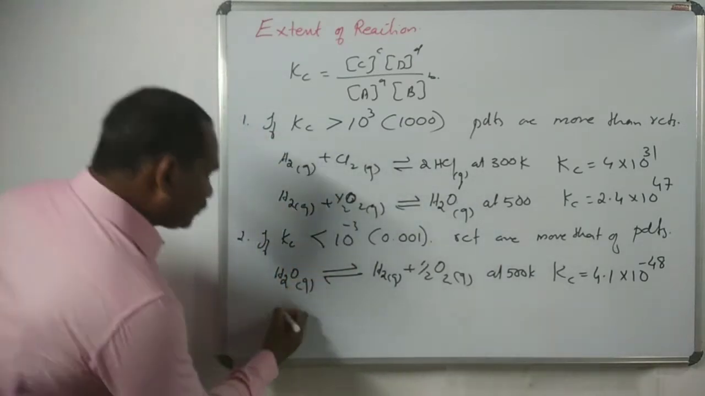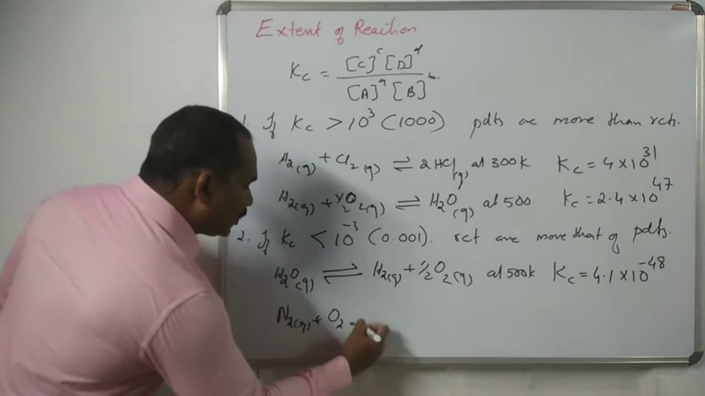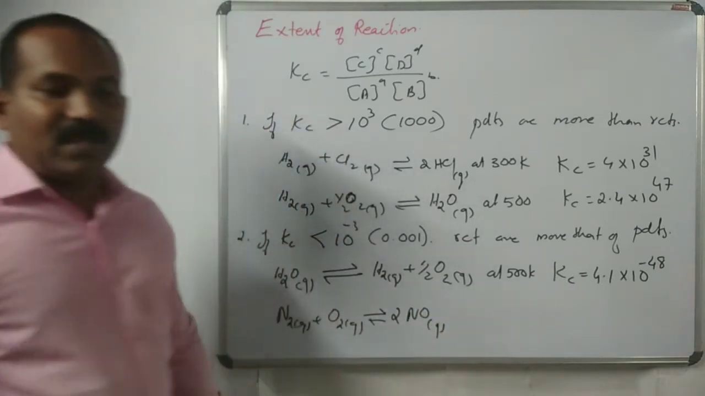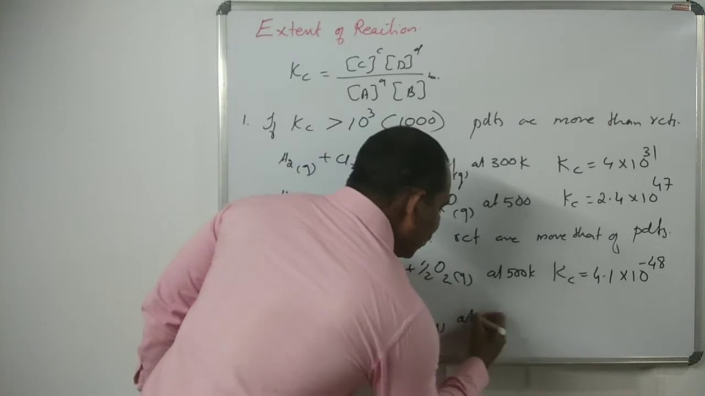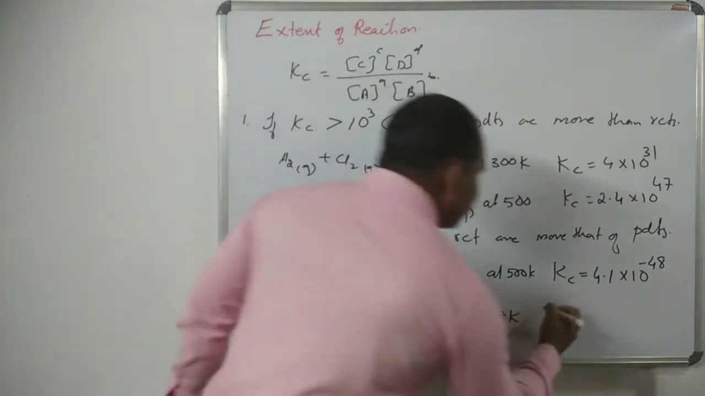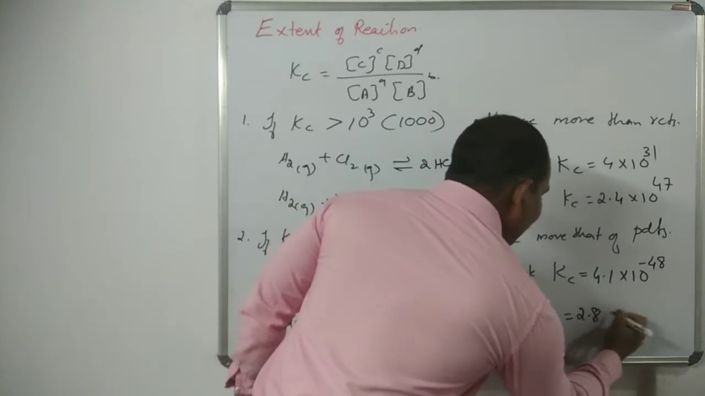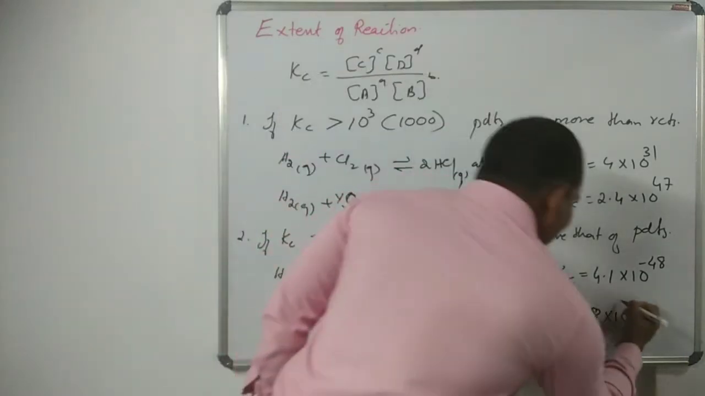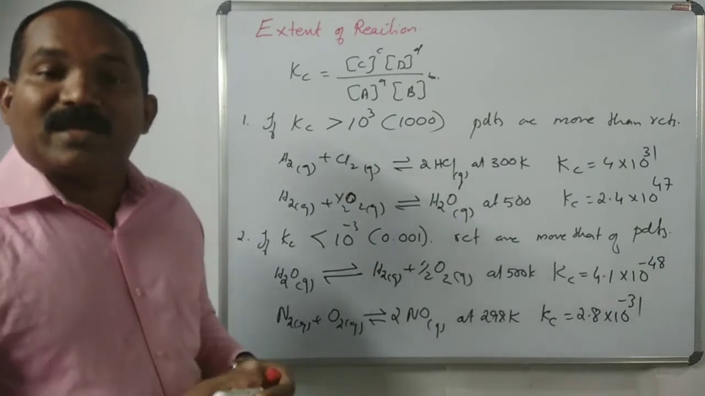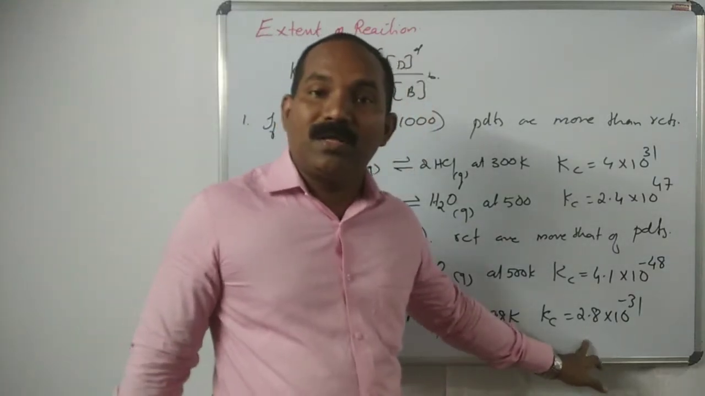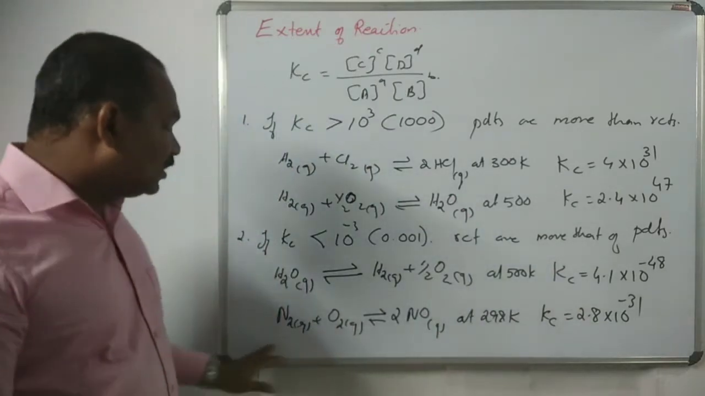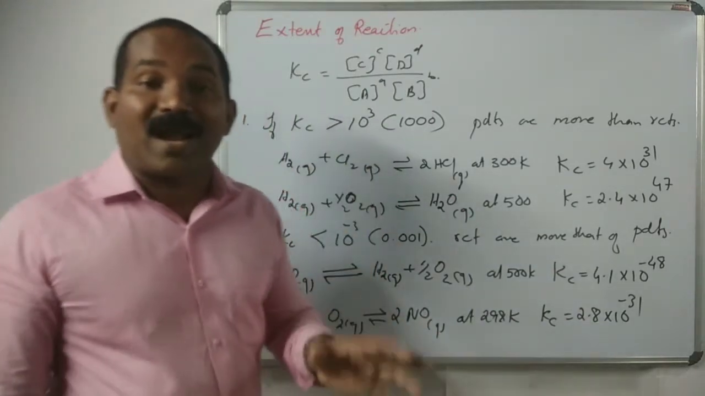Another one, N2 gas plus O2 gas in equilibrium with 2NO gas at 298 Kelvin, or 25 degrees Celsius. The Kc value is equal to 2.8 into 10 raised to minus 31. What does it mean? The Kc value is very small and the reaction rarely takes place. At 25 degrees Celsius, this reaction hardly takes place.